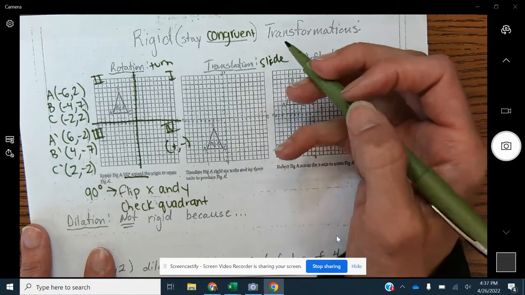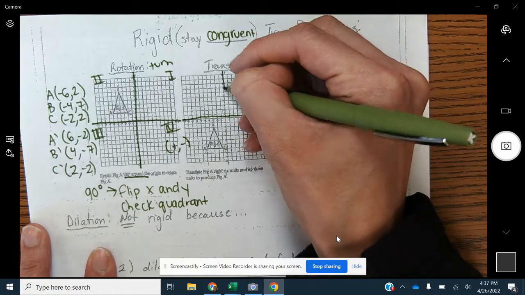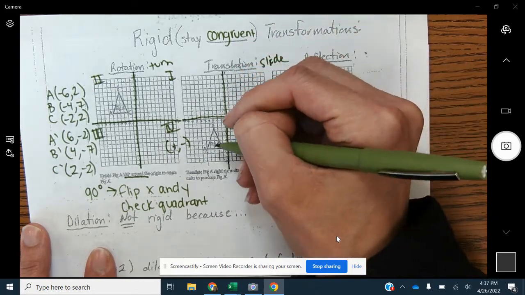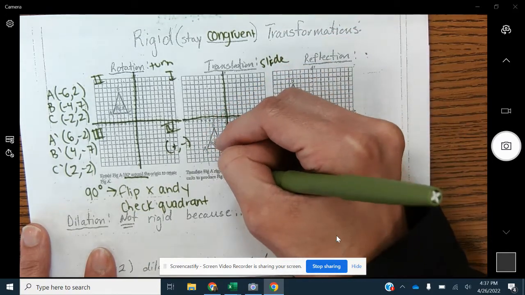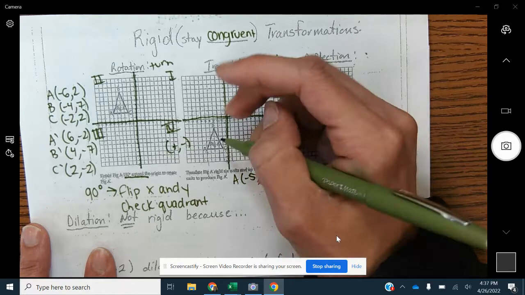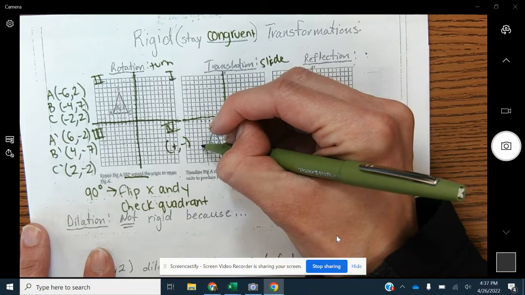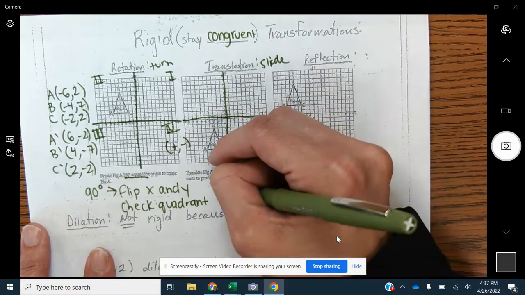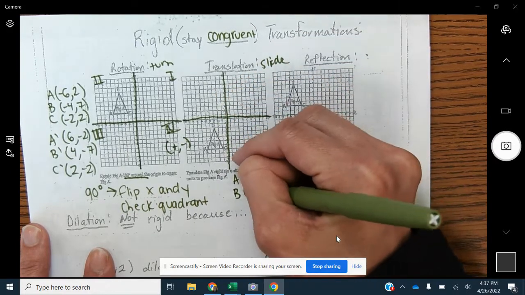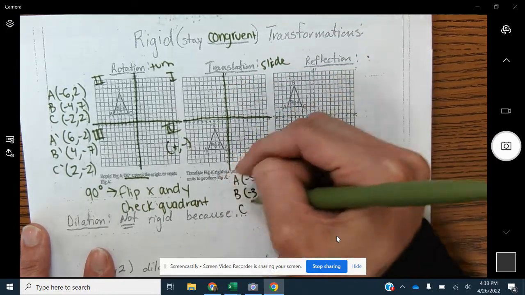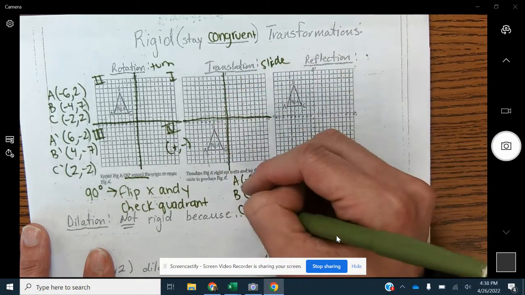So again, we're going to take the original coordinates. I would maybe make your axes a little darker. A is located at 1, 2, 3, 4, 5, -5, -7. B is at -3, -2. And C is at -1, -7.